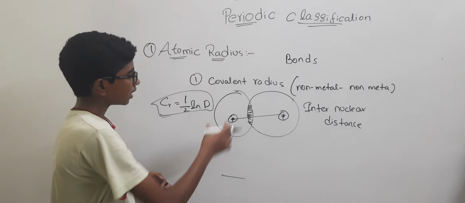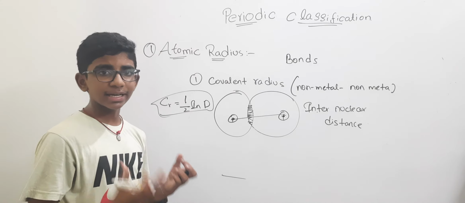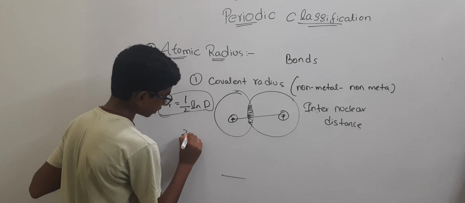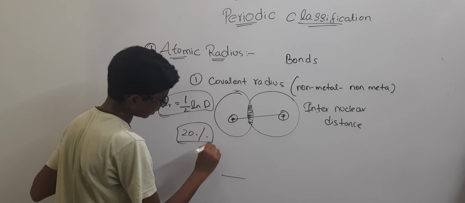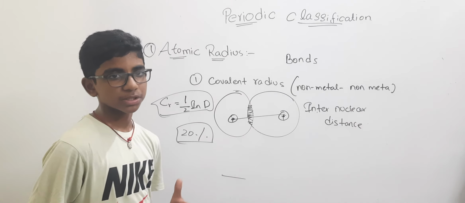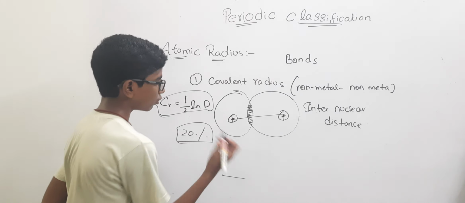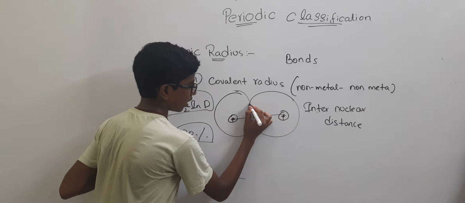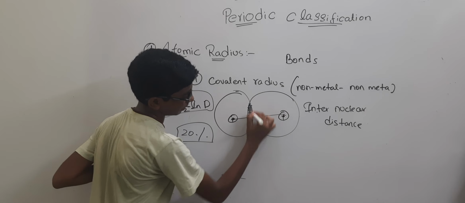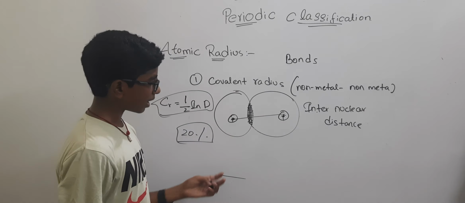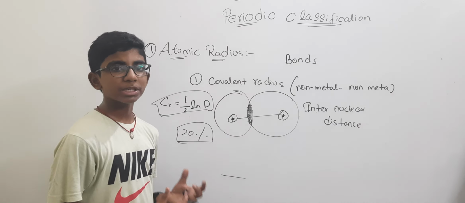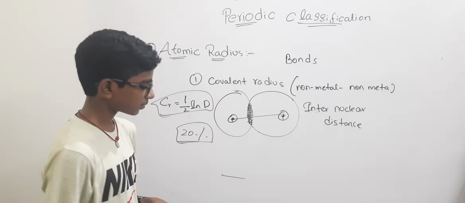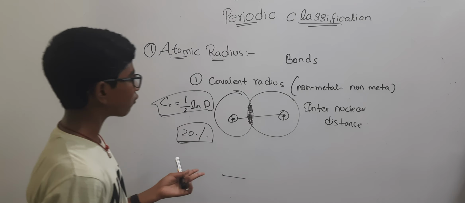In this way, the covalent radius is decreased by 20% by overlapping of atoms. What is meant by overlapping? Overlapping means that one atom's region is taken up by the other atom in this place. This is known as overlapping. Because of this overlapping, some space is decreasing, by about 20%. This is the brief explanation of covalent radius.